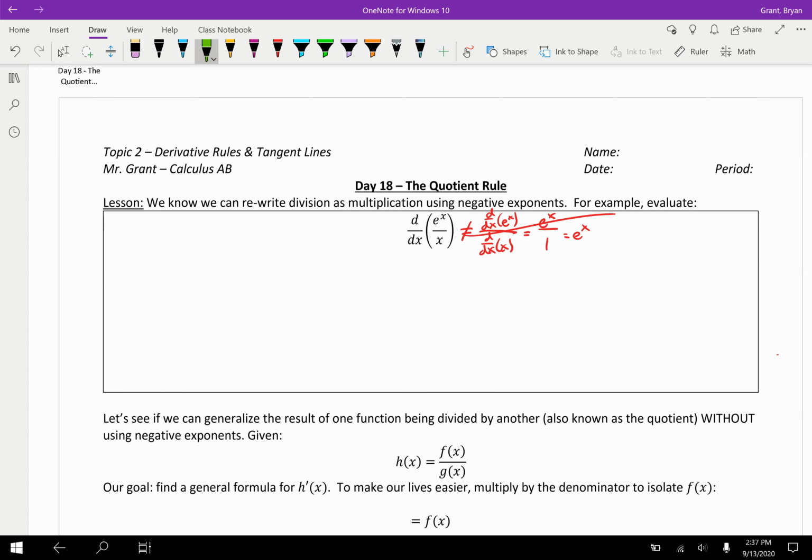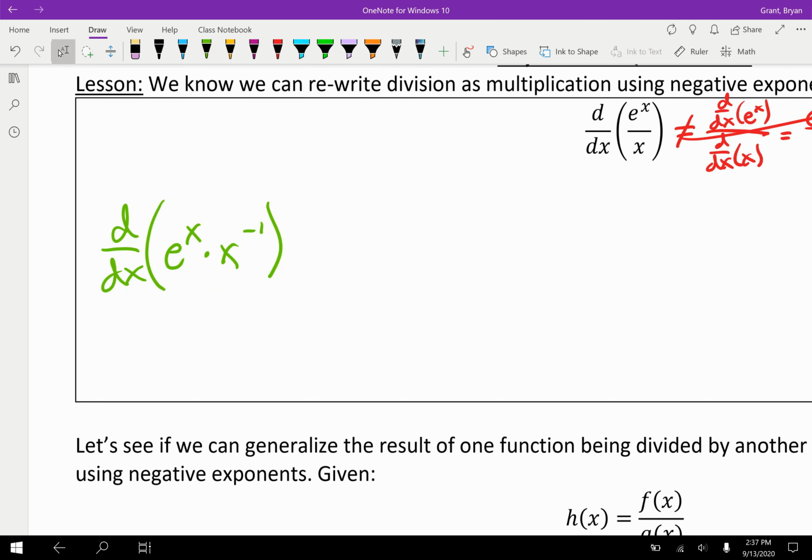So what do we know? Well, we actually know a different way to take care of this. Instead of the derivative of e to the x divided by x, let's rewrite this as e to the x times x to the negative first. And this is what we covered last class. We learned, and this is a nice reminder up above, that if we are asked to take the derivative of two functions multiplying, we do the derivative of the first one and keep the second one the same, and then we keep the first one the same and multiply it by the derivative of the second.